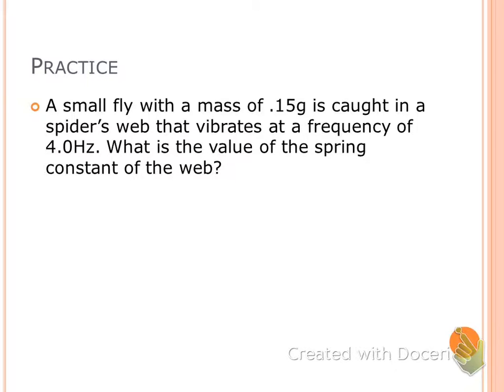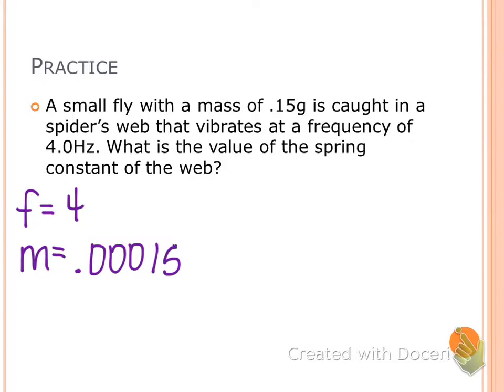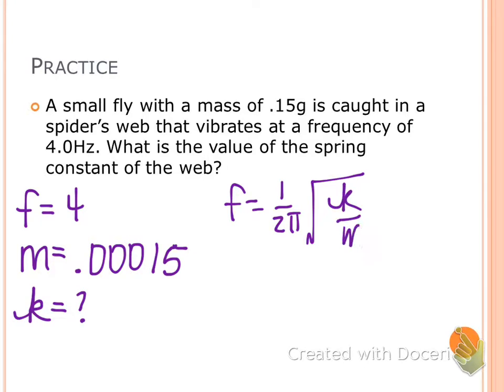So would you have to use the frequency equation? Yes. We want to know the spring constant, but we have frequency, which is 4. We have mass, which is 0.15 grams. We move that 3 decimals to the left, so 0.00015 kilograms. And we don't know what K is. Does it tell us that it's vertical? It doesn't tell us, so we don't know if it's going to be a vertical problem or not, but we have an equation to solve for it using the frequency. So let's go back to that frequency equation, which is 1 over 2 pi square root of k over m, I believe.